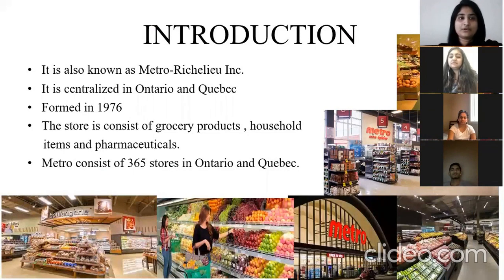So talking about Metro, Metro is centralized in Ontario and Quebec. It was formed in 1976. The stores consist of grocery, household and pharmaceutical products. Overall, in Ontario and Quebec, there are 365 stores.